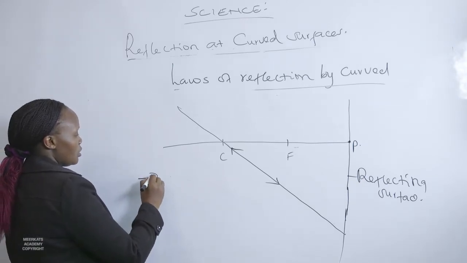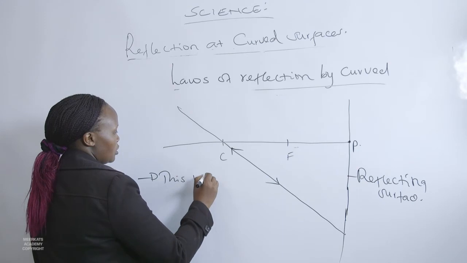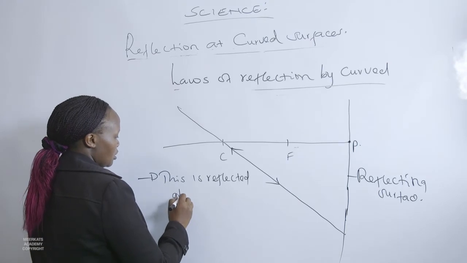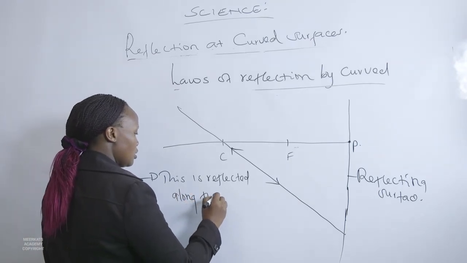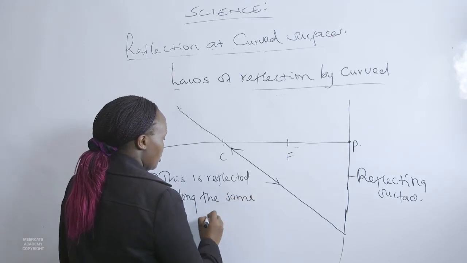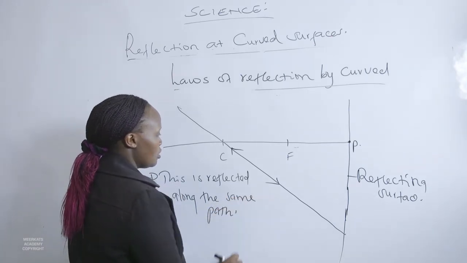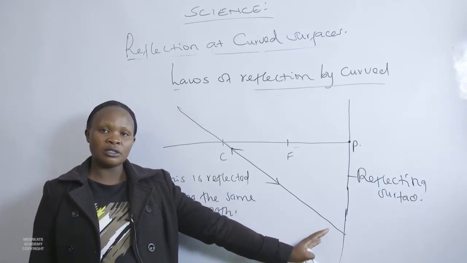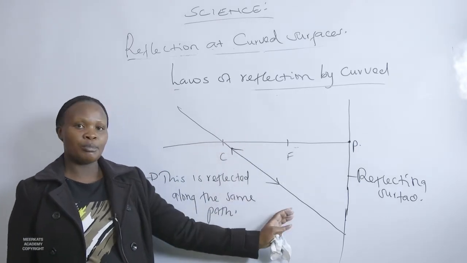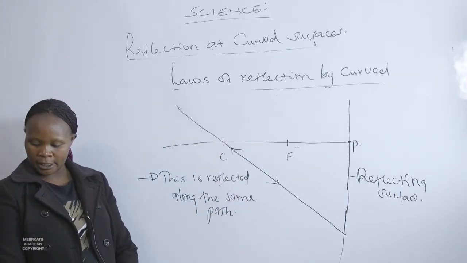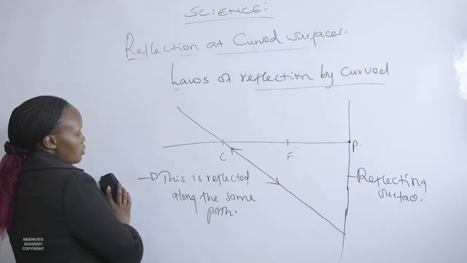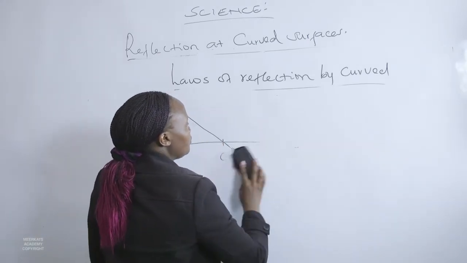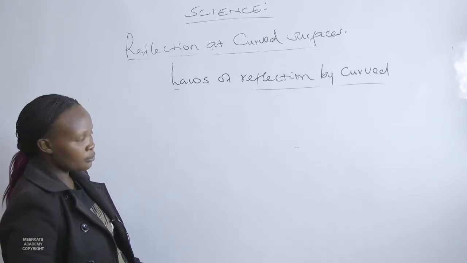This ray is actually reflected along the same path. So that now, when it is being sent back by our reflector, it will only change the direction, but the path will be maintained. Now we could also consider another ray.